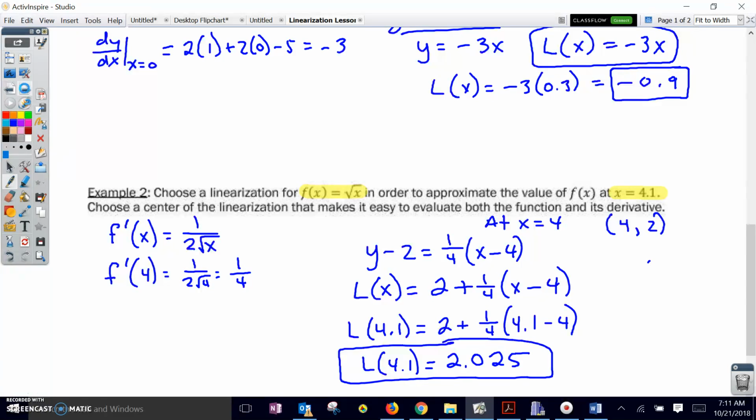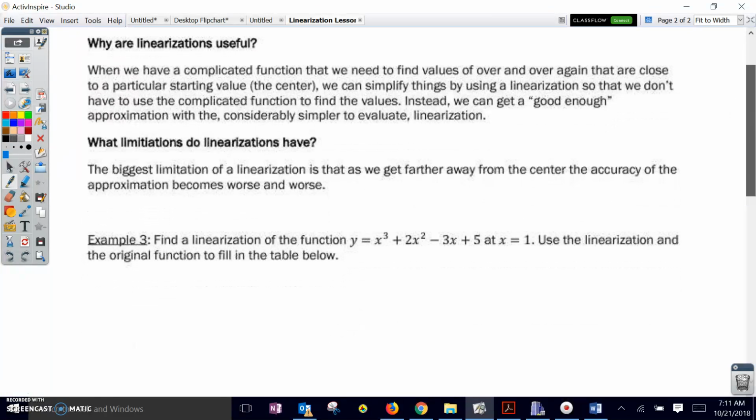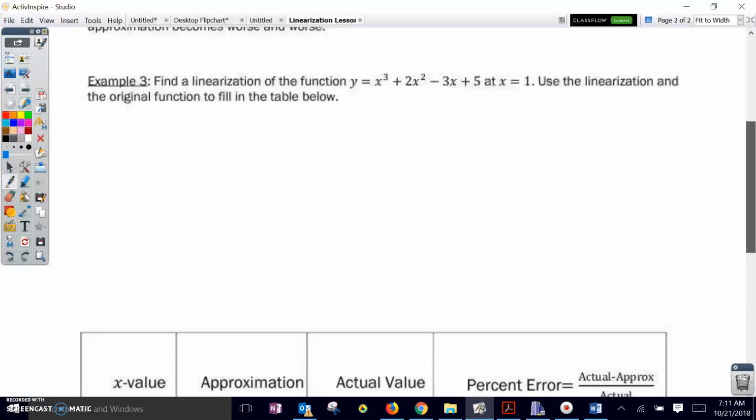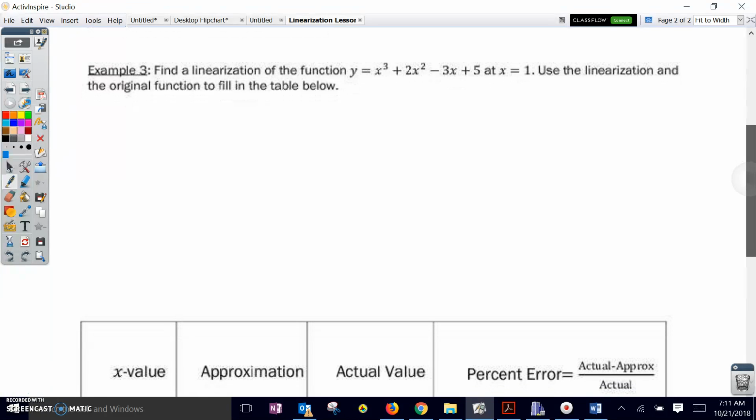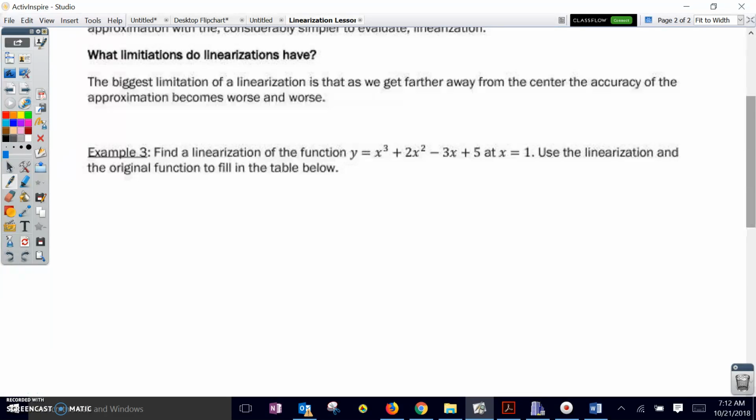All right. On to example 3. There's a little bit of narrative there from me as far as the usefulness of linearizations and limitations that we have. In example 3 here, we're going to find a linearization for this polynomial function, and then we're going to compare what we get with the linearization versus the actual value and look at the percent errors that occur. So first, let's go ahead and find the linearization.